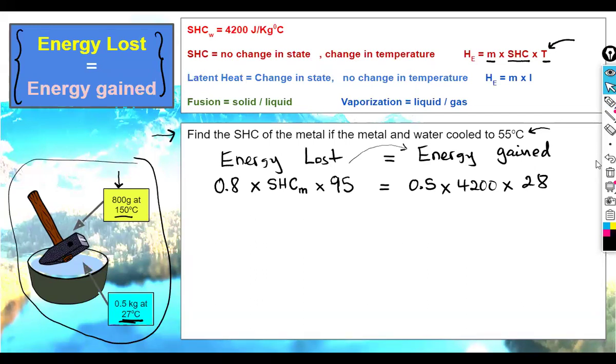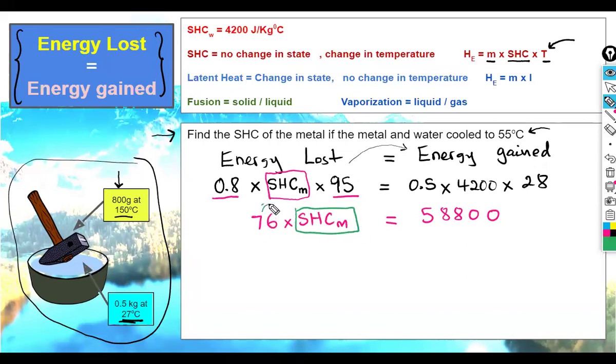So look at this, guys. We have a maths equation to solve. All you are trying to do is solve for this. We can multiply the 0.8 and 95. Let's use our math skills. 0.8 multiplied by 95 is 76. And don't forget the specific heat capacity of the metal. This is equal to these three values when they get multiplied. 0.5 by 4,200 by 28 is 58,800. You all can more than use your math skills to solve for this.